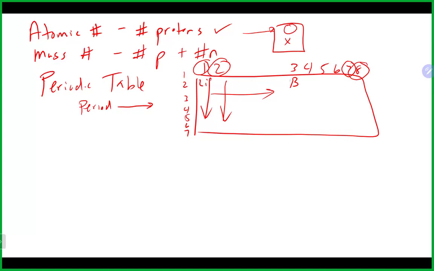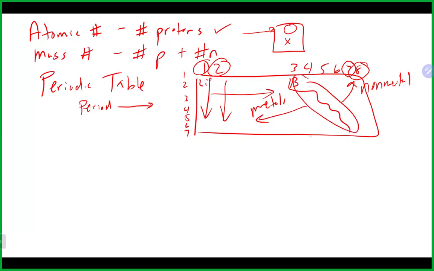The periodic table is also broken up like a little staircase. To the left of the staircase are our metals, which are good conductors of heat and electricity. They're usually very shiny. To the upper right of the staircase are our nonmetals, which have the opposite characteristics. They are bad conductors of heat and electricity. They're dull, they're brittle.